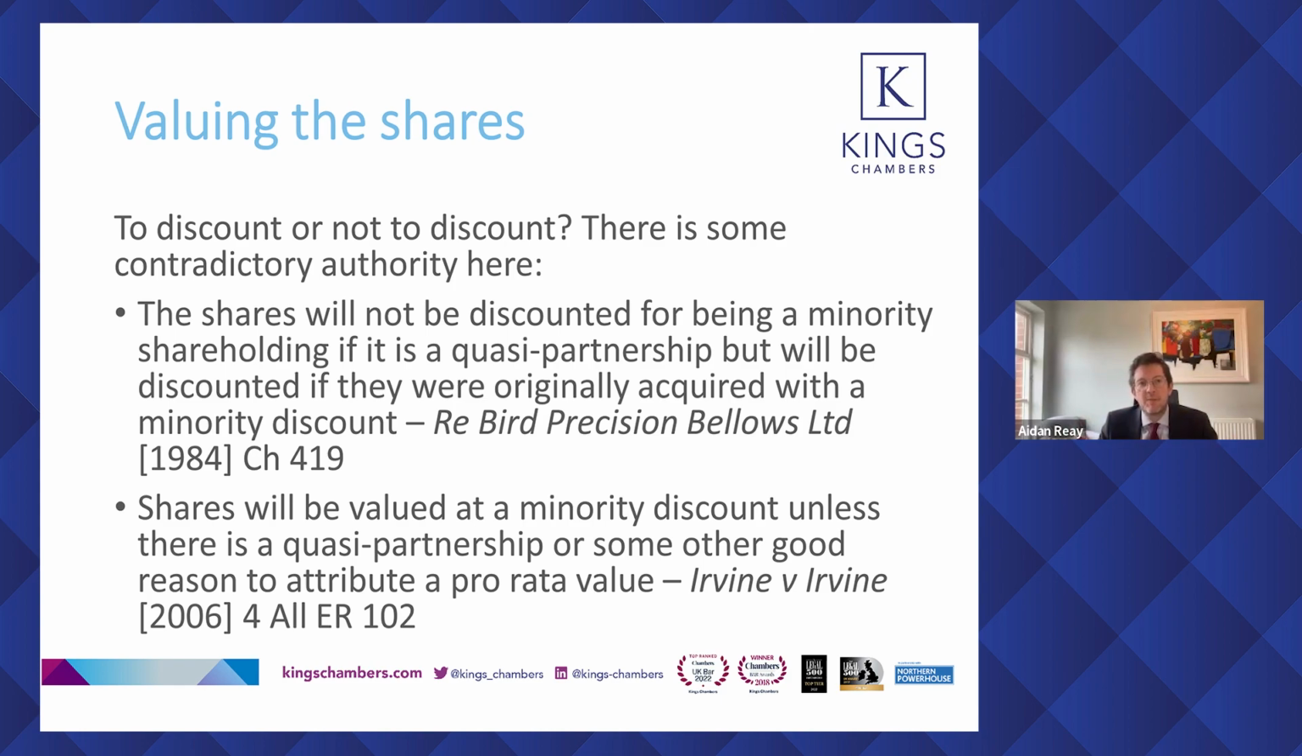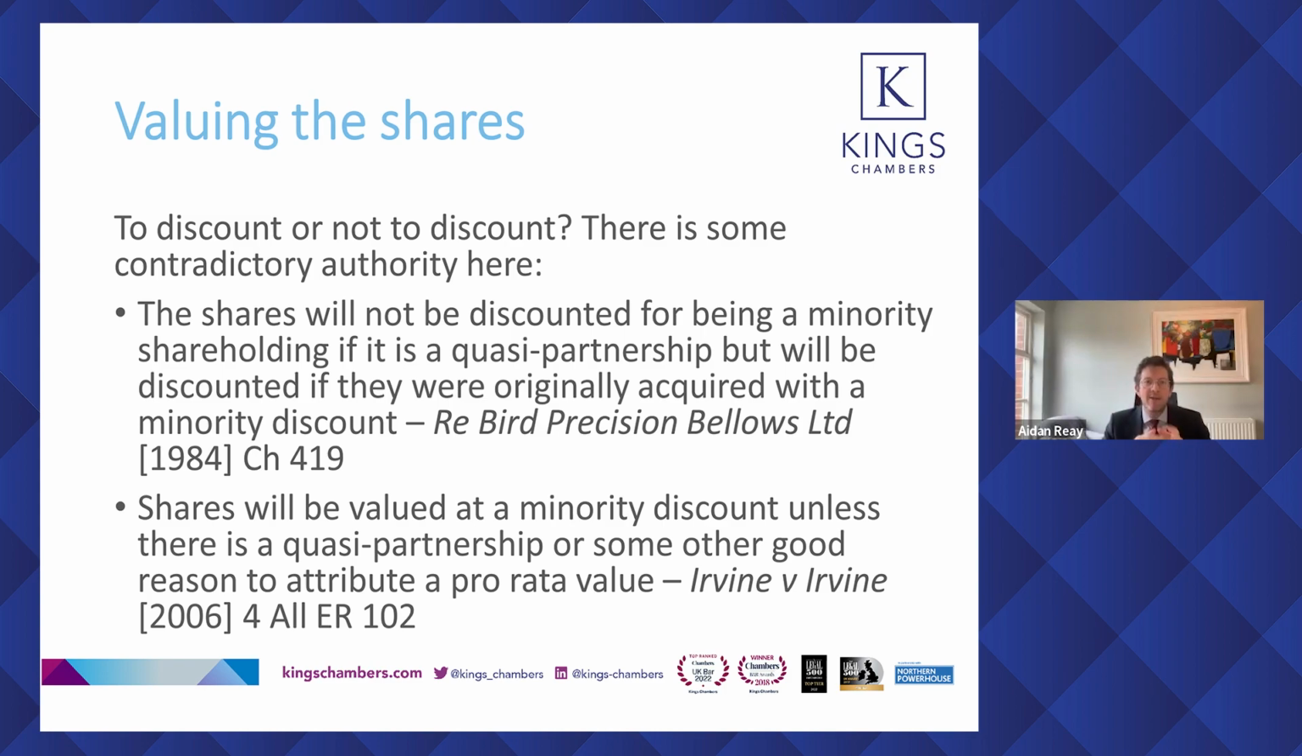The starting point in this tends to be Re Bird Precision Bellows Limited. There it was said that the shares will not be discounted for being a minority shareholding if it is a quasi-partnership, but will be discounted if they were originally acquired with a minority discount. So what happens in Re Bird Precision Bellows in the judgment is there are simply these 2 points given. If it's a quasi-partnership, there won't be a minority discount. If the shares were originally acquired at a discount, then there will be a minority discount. There is quite a big gap between those two.